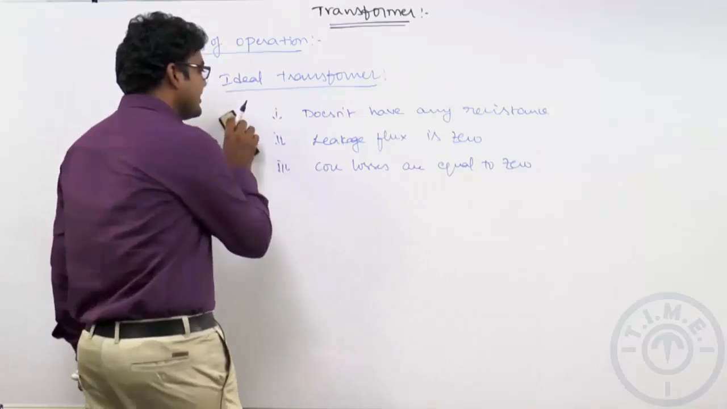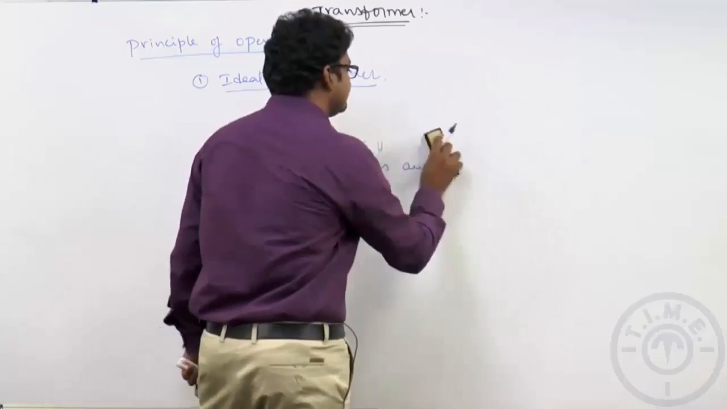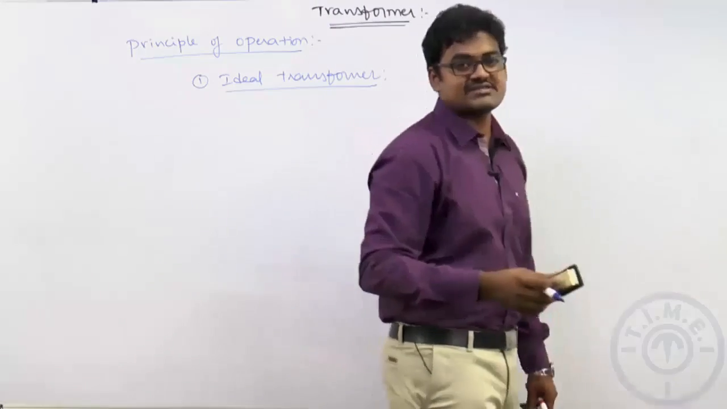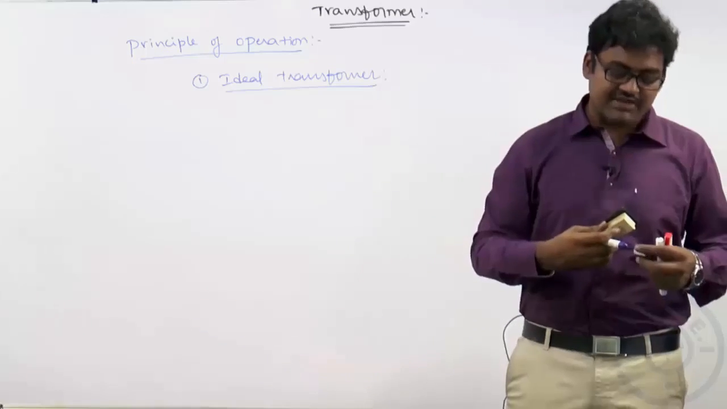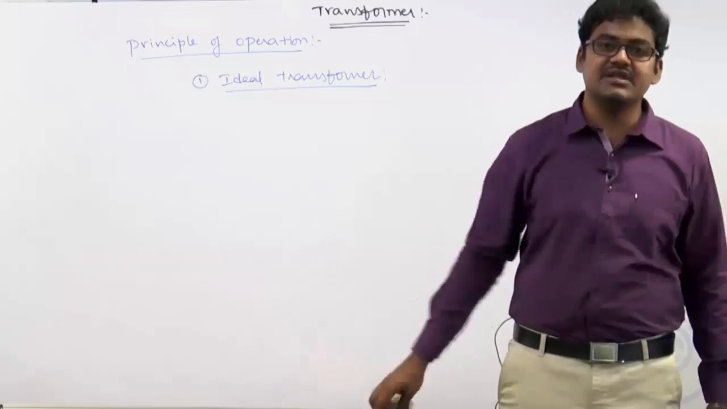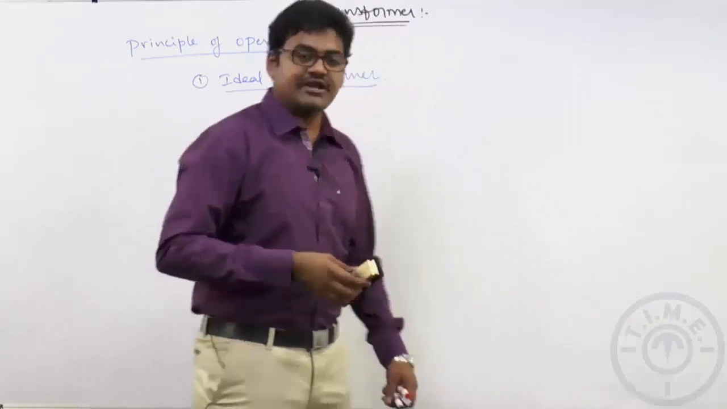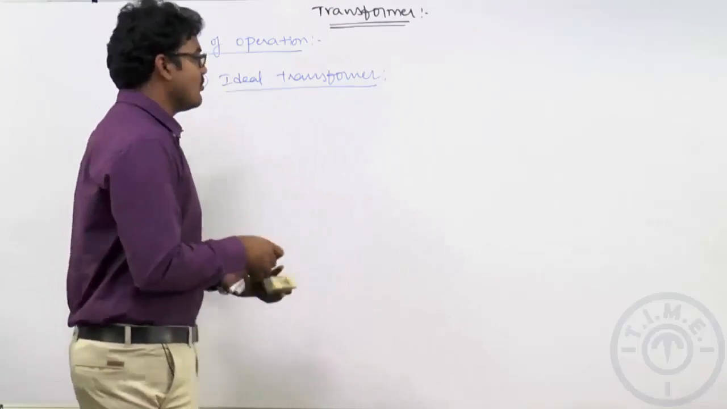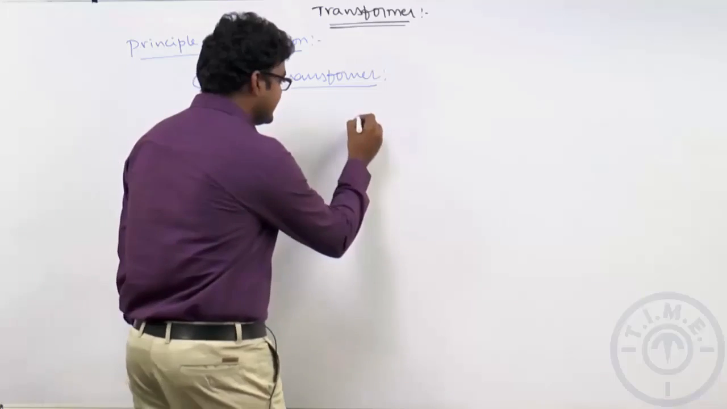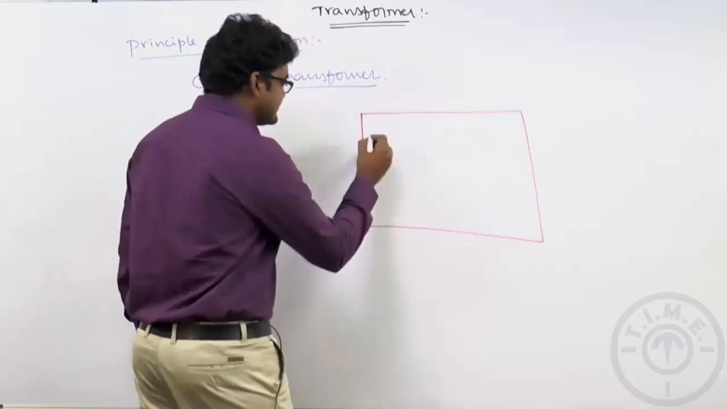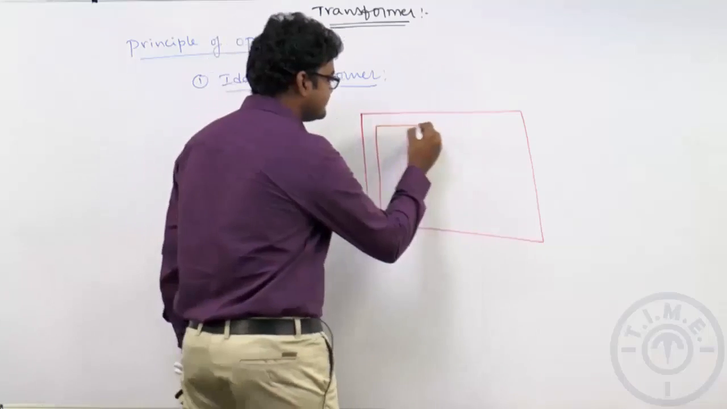Now, I said already a transformer means it is a static device, because according to the principle of Faraday's second law, a transformer does not have any moving parts. It is completely a static device, and it will have at least more than one winding. So, for that purpose I am considering a simple magnetic core.